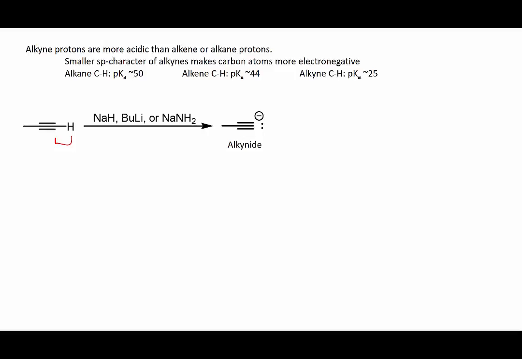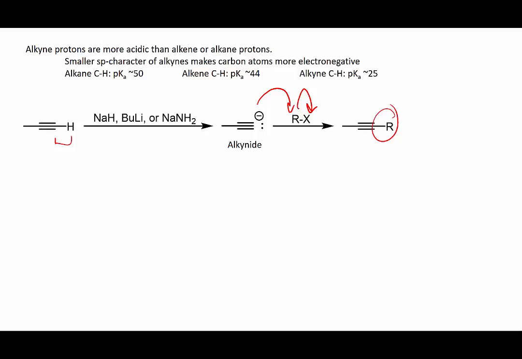This ion is very basic, so if we added this to water, for example, it would deprotonate water and generate hydroxide and will reprotonate the alkyne, or it can also act as a nucleophile. So if we add this into an alkyl halide, we can actually get an SN2 reaction where the alkynide will attack the R group and kick off the halide, just like in the other SN2 reactions we've seen. This will generate a new carbon-carbon bond right here.